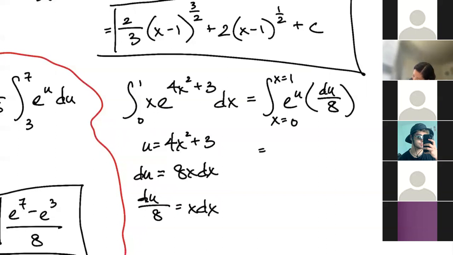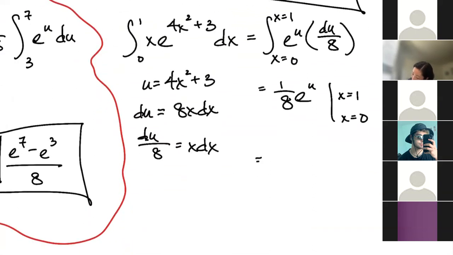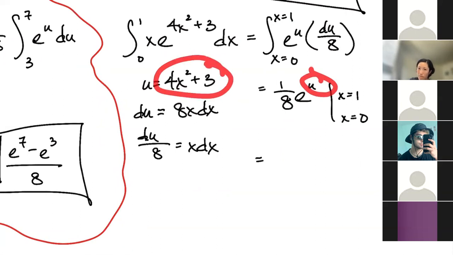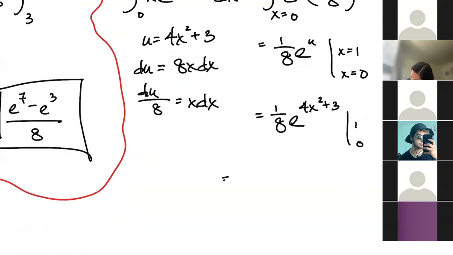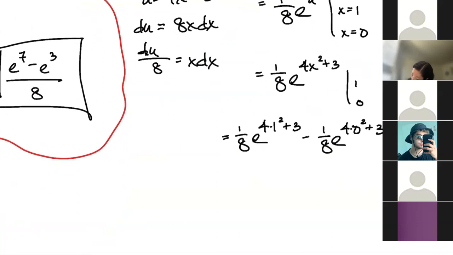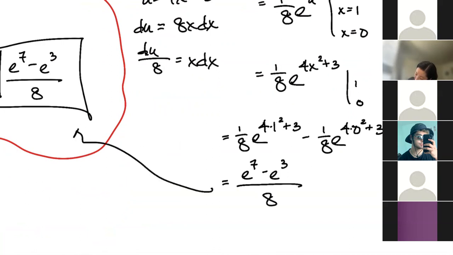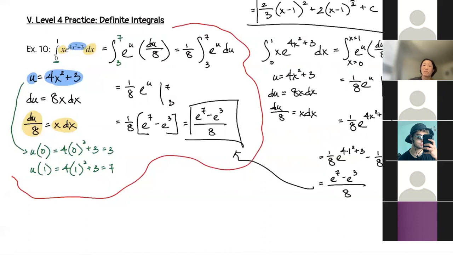Then they take their integral, they get 1/8 e to the u, plug in x equals 1, x equals 0. But in order to plug in their bounds, instead of a u, they have to put in 4x squared plus 3. So 1/8 e to the 4x squared plus 3, and now I could just write a 0 and a 1. And then we get 1/8 e to the 4 times 1 squared plus 3 minus 1/8 e to the 4 times 0 squared plus 3, which gives us eventually e to the 7th minus e to the 3rd over 8, which is the same answer that we got by switching the bounds.